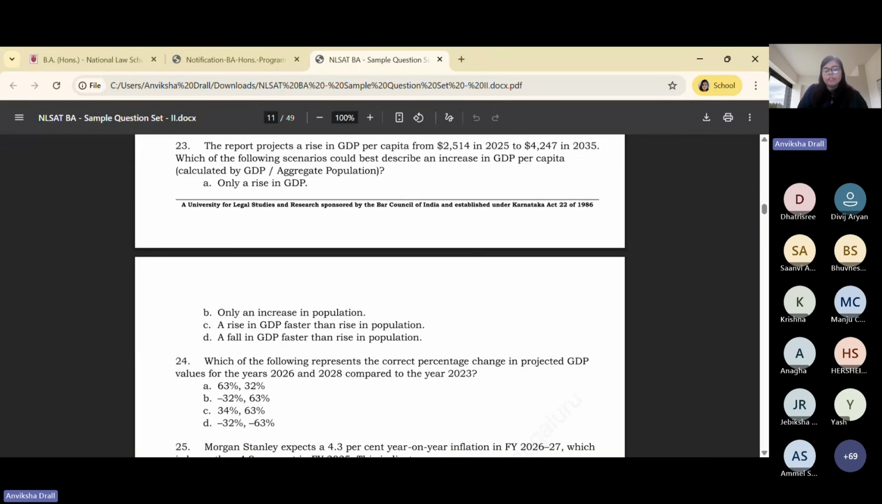So only on the basis of that you have to answer. These are not any facts that you are expected to memorize and answer, that what is happening between 26 and 28, how much is the percentage change, and so on.